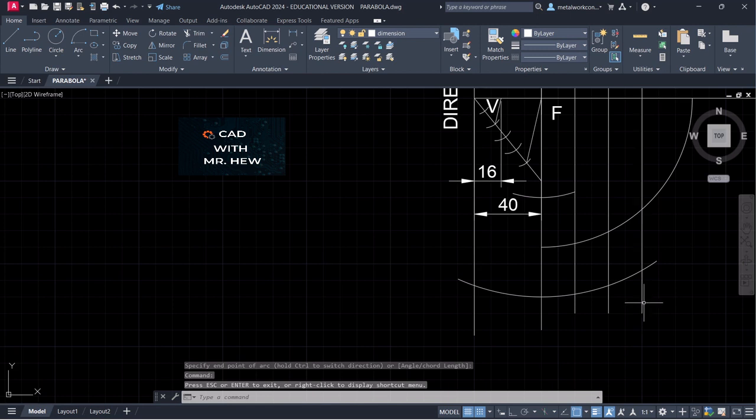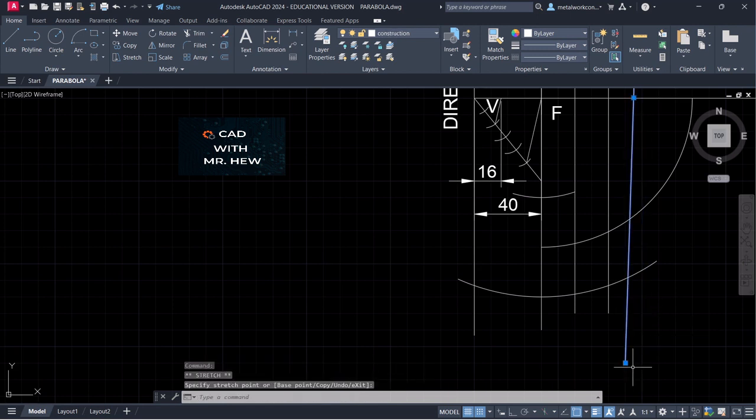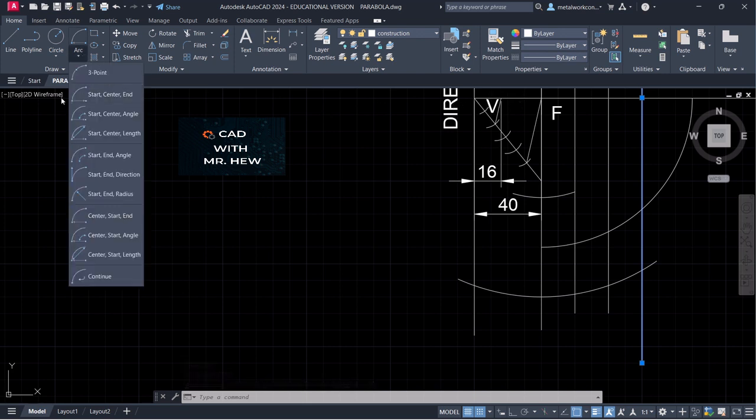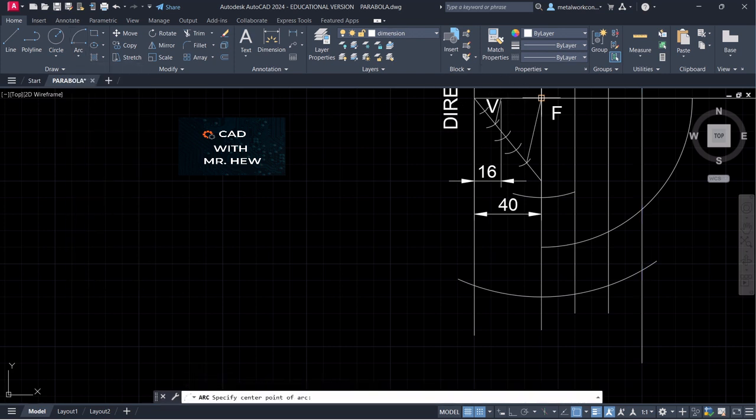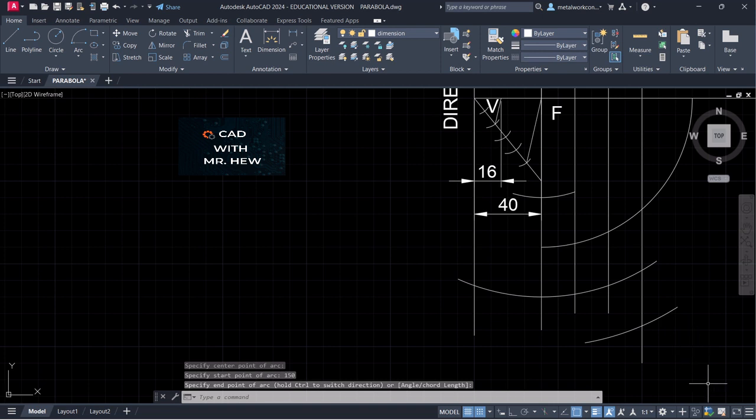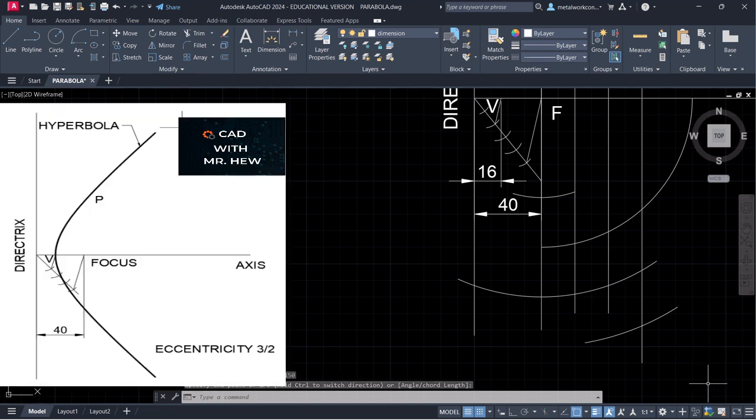So we may need to extend this line. All right, so we're gonna draw an arc from F 150, 3-point arc. So start, center, end. Start 150, enter. All right, so that is the point there.